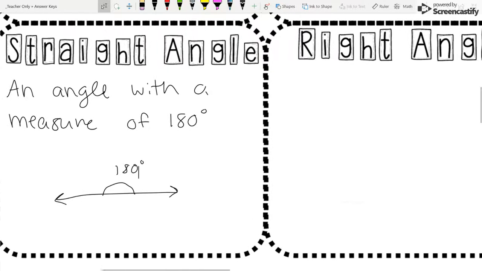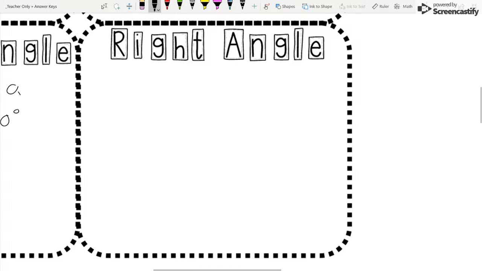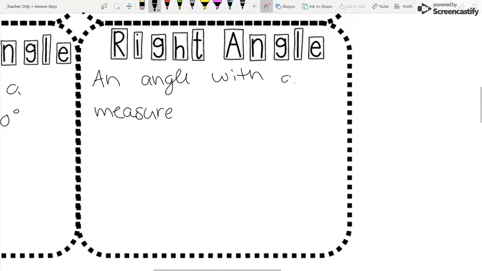And our final way is a right angle. You've probably heard of this before. It's an angle with a measure of 90 degrees. And again, this is another one where it has to be exactly 90 degrees. Most of the time, whenever you're given a right angle, it will have a little square in the corner to let you know that it's exactly 90 degrees. But in this case, we'll label it as well.